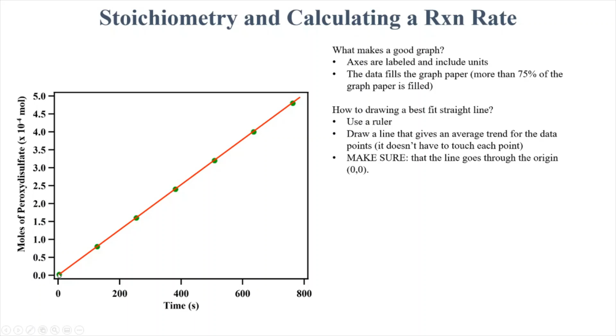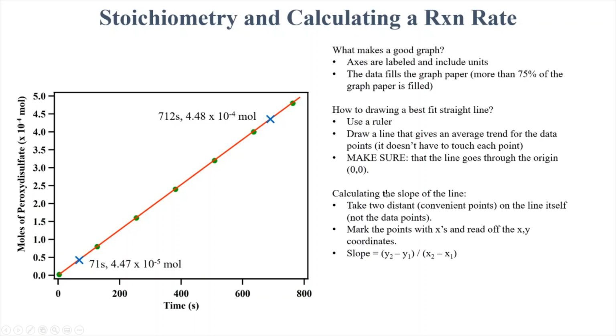And we have to make sure that the line goes through the origin. So when you're drawing your line, you have to make sure that the ruler goes through the 0, 0 data point. That's just because the data point 0, 0 is not experimentally measured, but it's theoretical, meaning that at time 0, no moles of the peroxydisulfate were consumed. So the line must go through the origin. All of the other data points, it doesn't necessarily need to go through specifically, but it has to be a best fit through the rest of the data points.